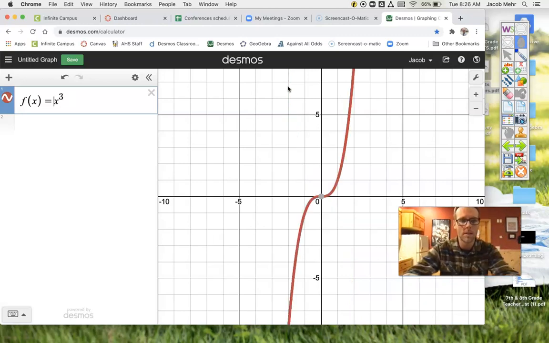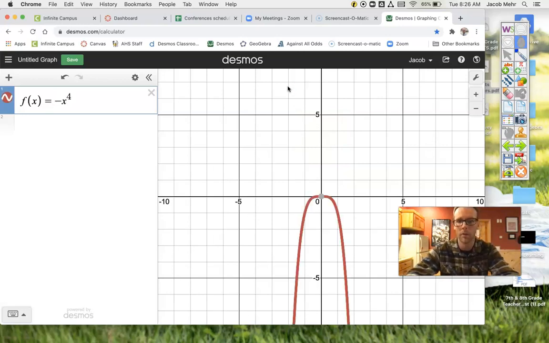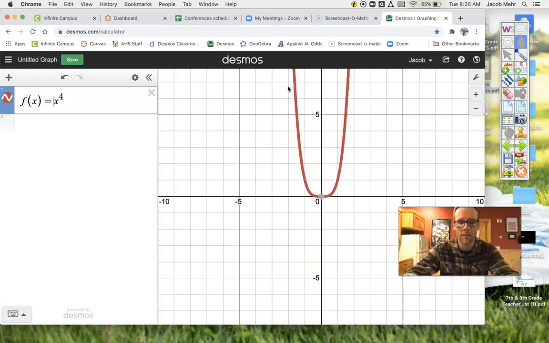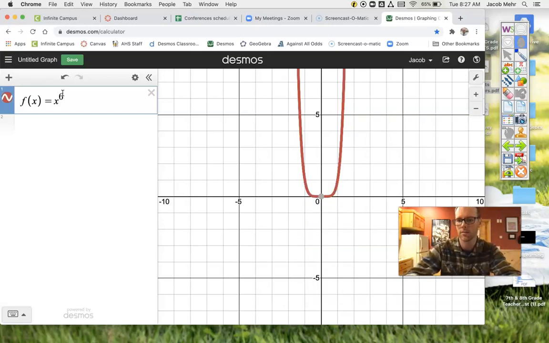Now, let's keep going up. Well, what happens if I make this an x to the 4th? It kind of reminds you of x squared. They're both going up, and if it's a negative, they're both going down. How about x to the 5th? That reminds me of x cubed, right? Now we're going this way. That matches the computer. To the right is up, to the left is down. A negative would flip that. What about an x to the 6th? An x to the 7th? An x to the 8th?